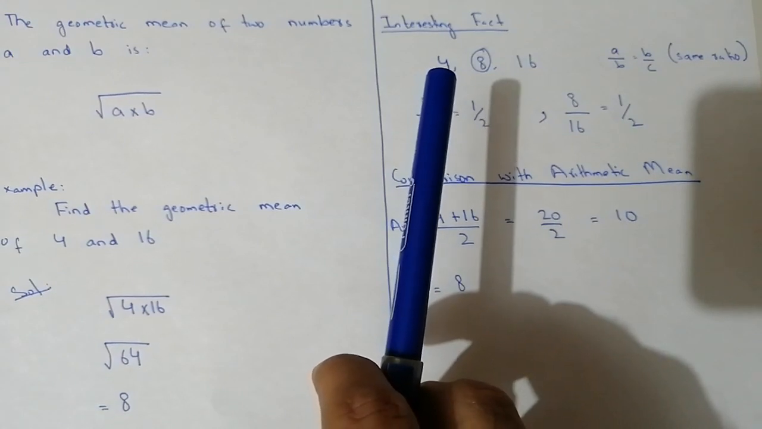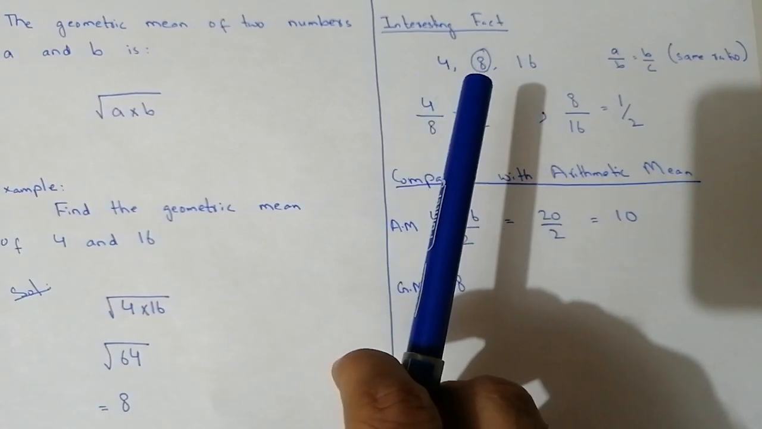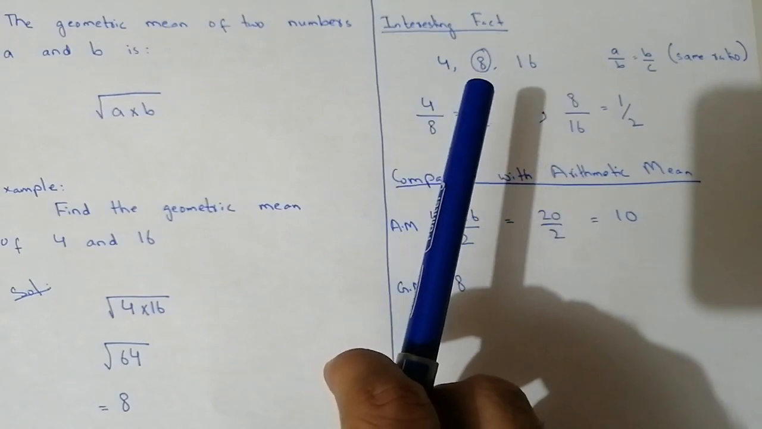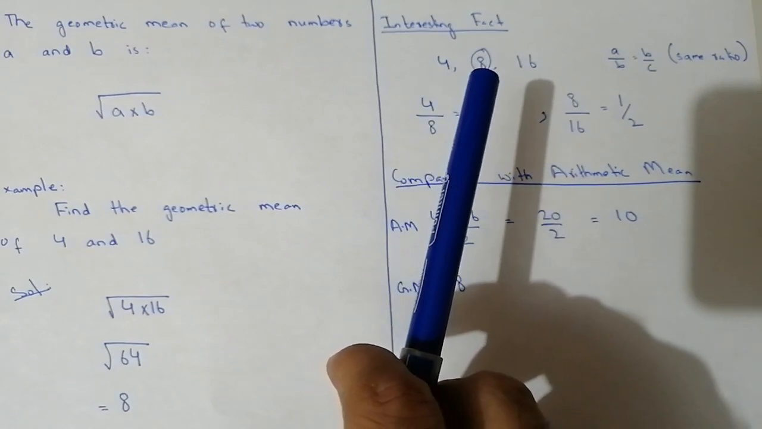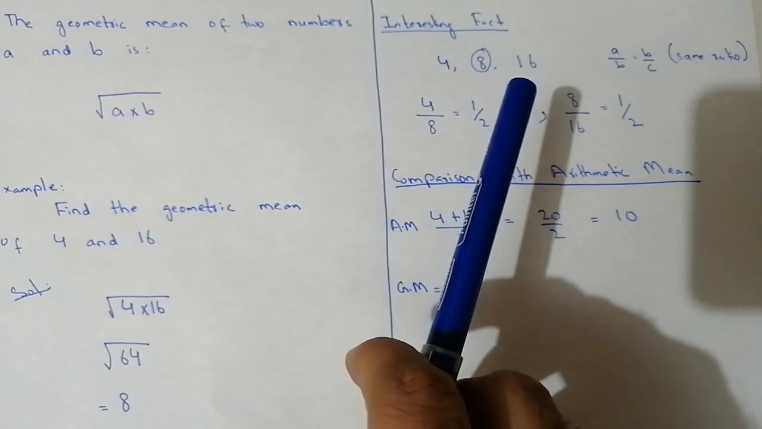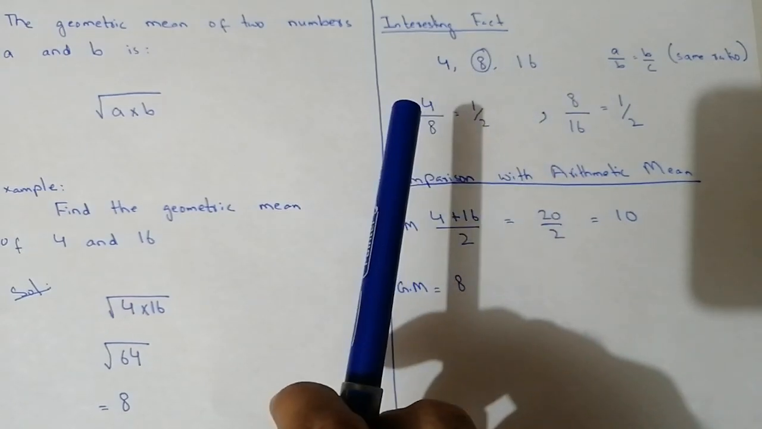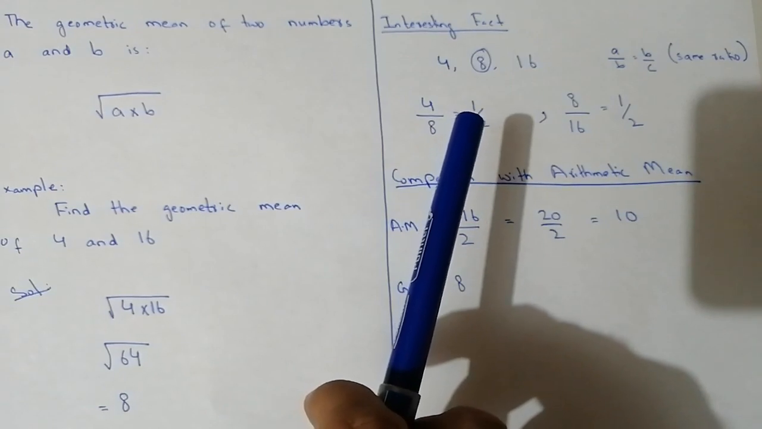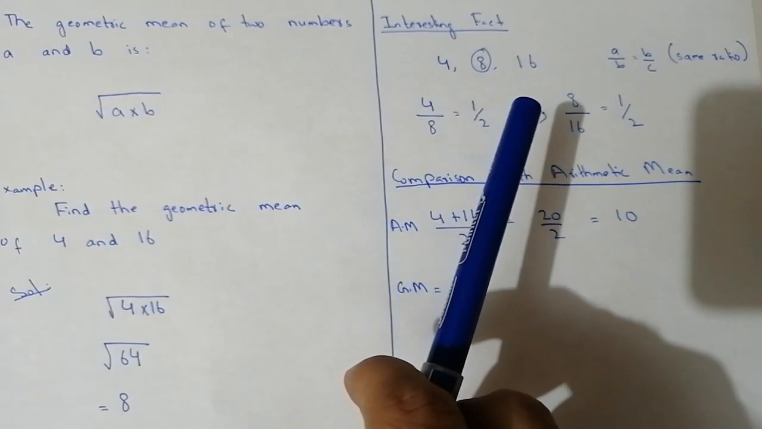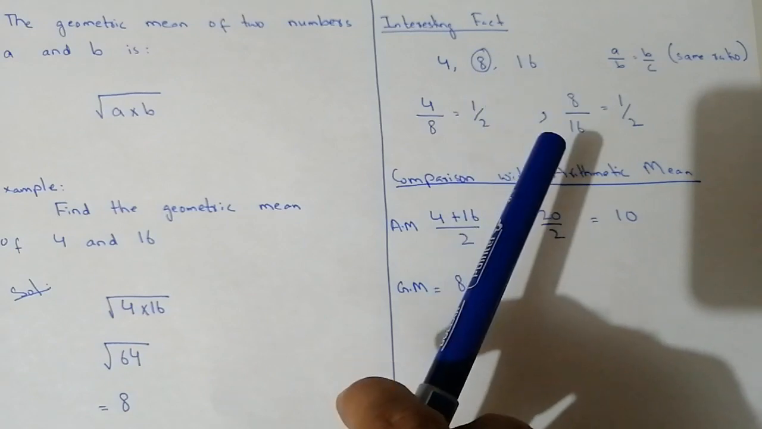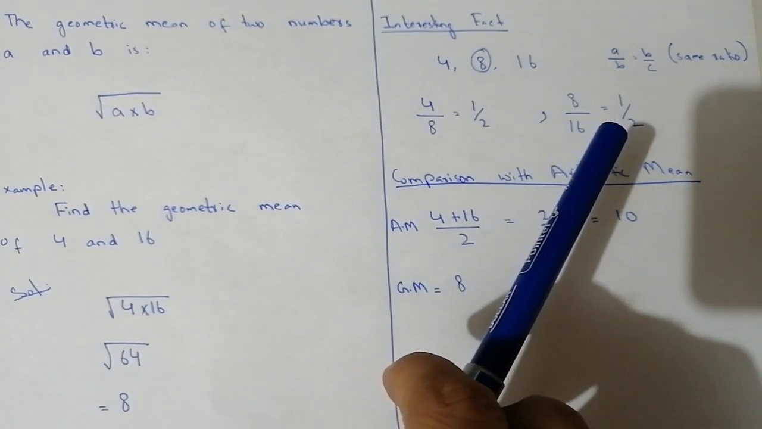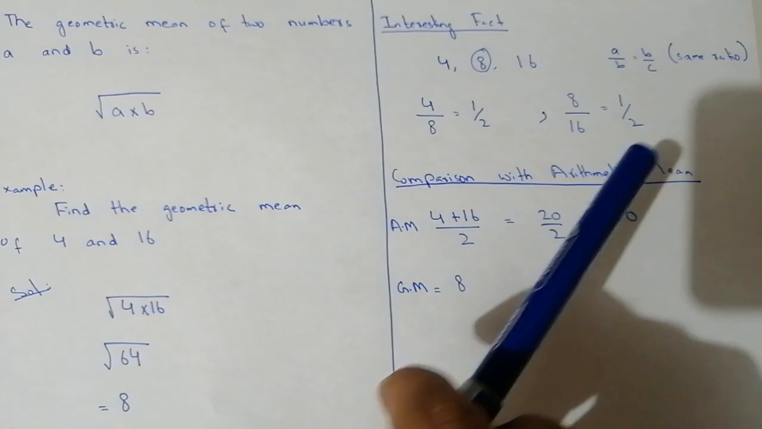Suppose this is A, this is B, and this is C. A divided by B should be equal to B divided by C. 4 divided by 8 is 1 upon 2 or 0.5. Similarly, 8 divided by 16 is equal to 1 upon 2 or 0.5.